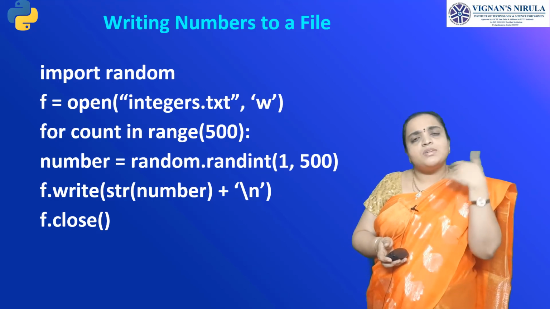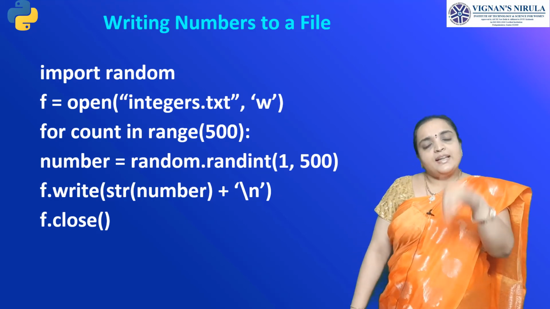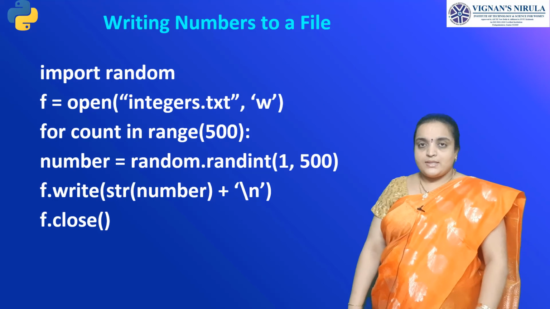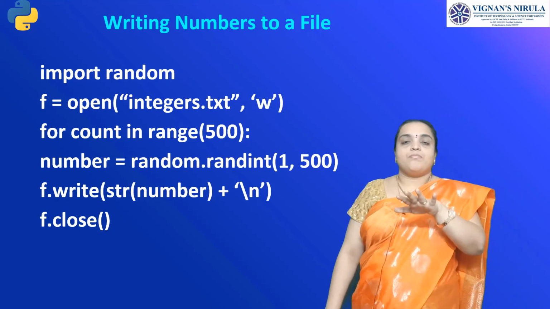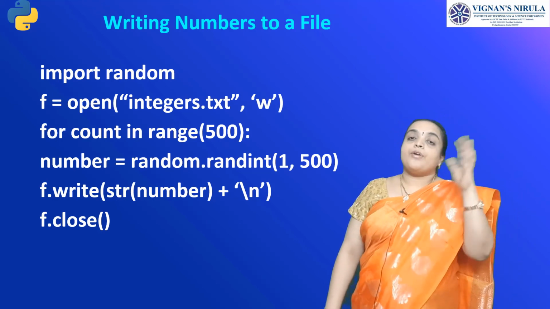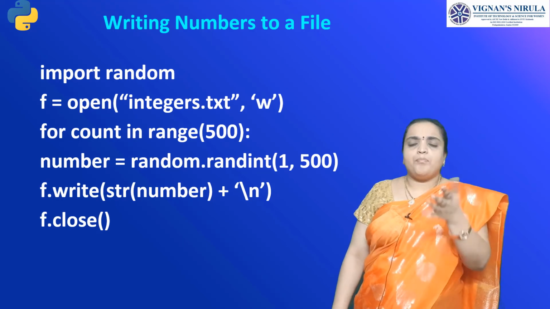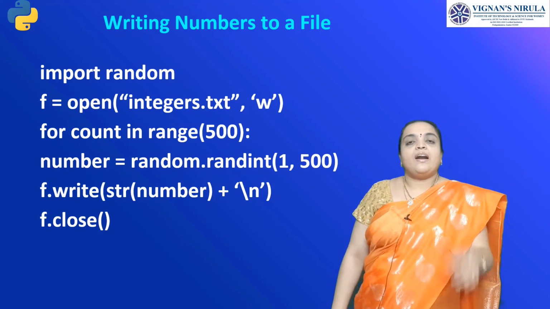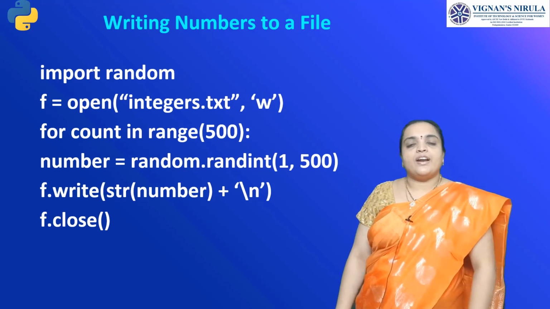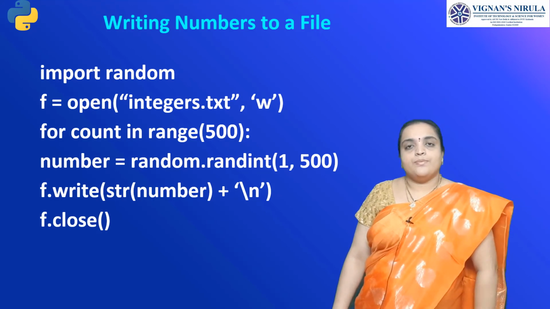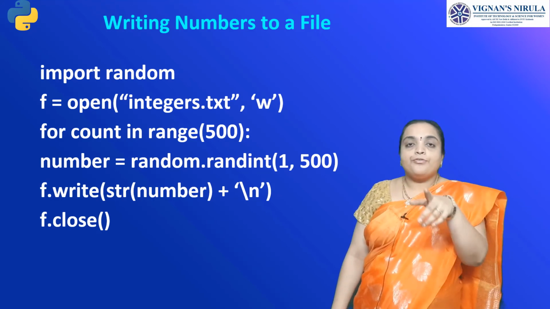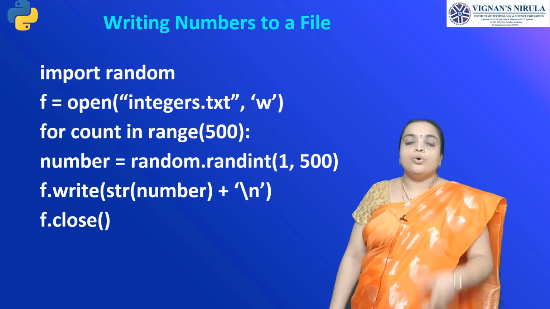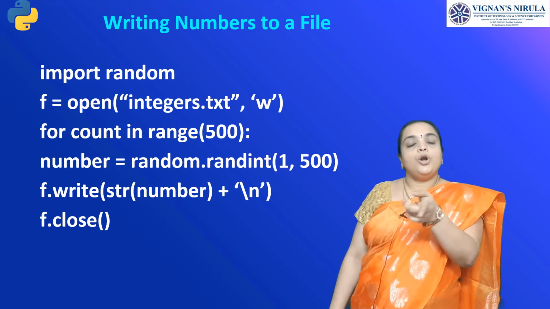So how many numbers will be created in the integer.txt file? Yes, 500 random numbers that are generated from 1 to 500. There may be repetitions. Here the randint function is used to generate random numbers. Clear? Then f.write is used to write the data to your file.